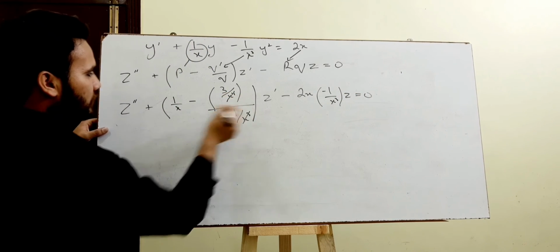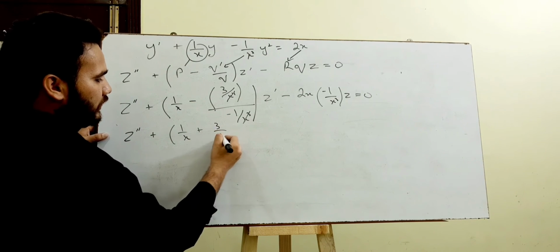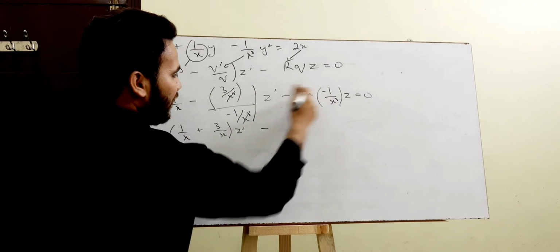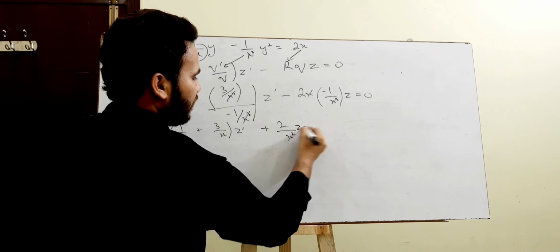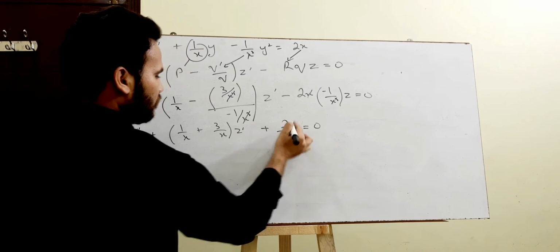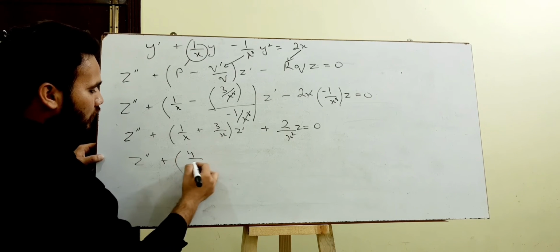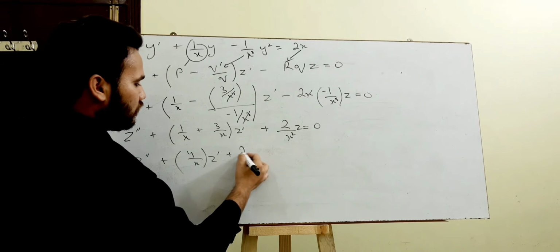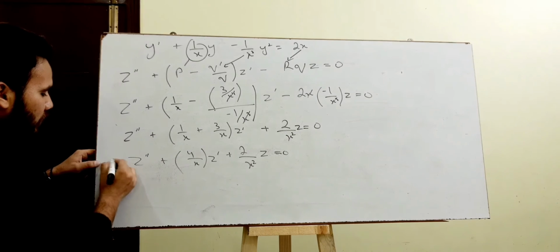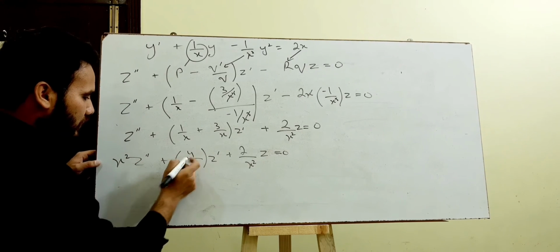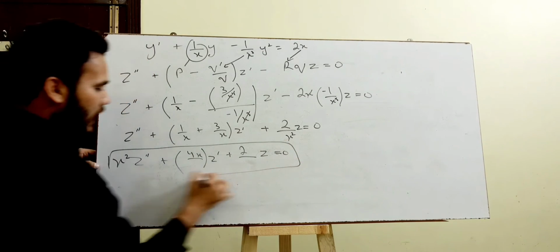So this will go out, z double prime plus 1 over x, this minus minus plus, and this is 3 over x, z prime, minus minus minus plus, and this will be 2 over x square times z equals to 0. So further more simplification will have 4 over x z prime plus 2 over x square z equals to 0. Multiply whole equation by x square, we will have this equation, and this is Euler-Cauchy equation.